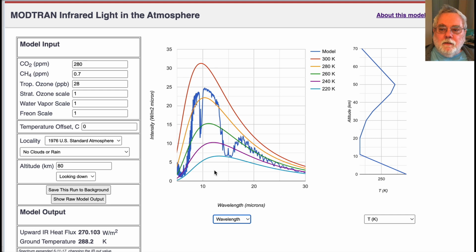For the graph in the middle of the page, the smooth curves, like this red one, are theoretical emission spectra of black bodies at different temperatures. The average surface temperature of the Earth, 288 Kelvin, is about halfway between the top two curves. This red curve is 300 Kelvin, the legend is here, and the orange curve is 280 Kelvin, and this looks to be almost halfway between.